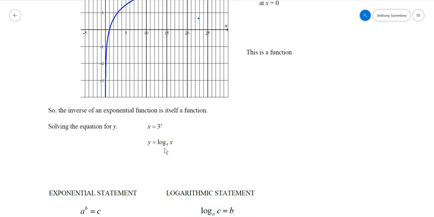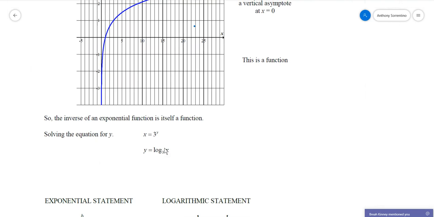So, going back to our notation, if f of x is 3 to the x power, then the inverse function, and it is a one-to-one function, notice that the above does pass the vertical line test as well, is going to be the log base 3 of x. So these are inverses, and basically whatever the base is here is going to be the base here for the logarithmic function.